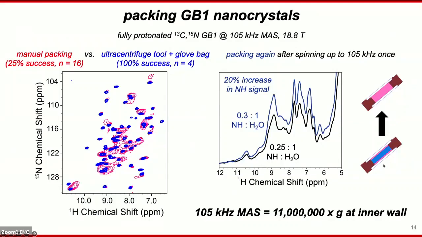But with our protocol, you can uncap the rotor in the glove bag, pack more crystals back in, and then put it back in the magnet. And this results in a 20% increase in ambient proton signal that we have seen so far. This isn't DNP, it's not a huge enhancement, but we really like to get extra signal for free. So especially with an easy enough protocol to do so, I think it's worth it.